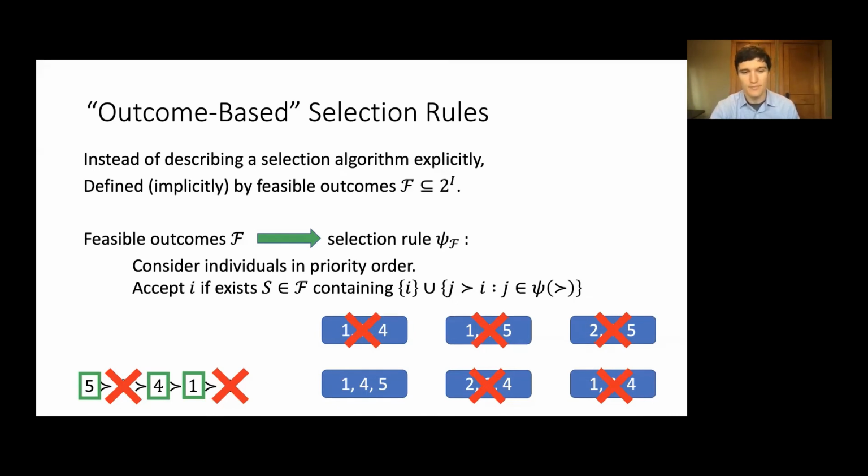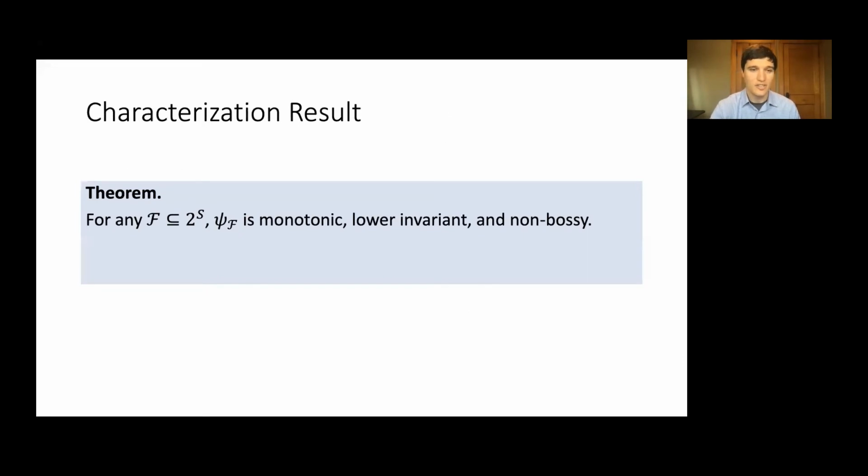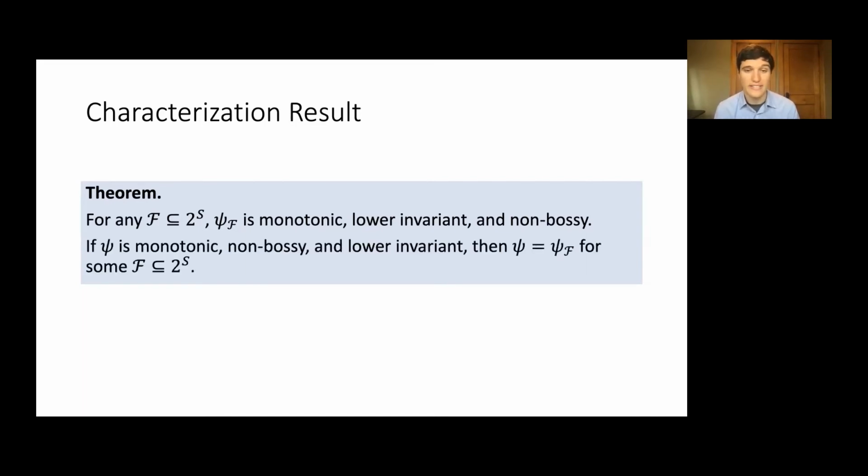And so, as you probably have guessed, it turns out that no matter how we define these feasible subsets, for any feasible subsets, if we take this rule and we apply it, we get a rule that is monotonic, lower invariant, and non-bossy. And we also have a converse, which is that if you want a rule that satisfies these 3 properties, then no matter how you describe your rule, it must be equivalent to having an underlying set of feasible subsets and then just applying this rule for that set. Right? So basically, if you want these 3 properties, you have to use an outcome-based selection rule.